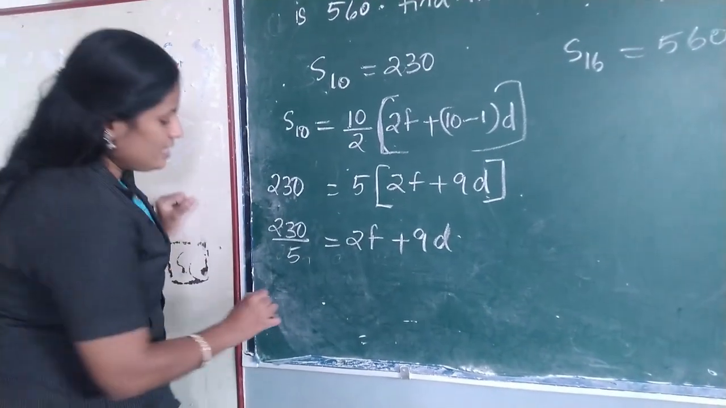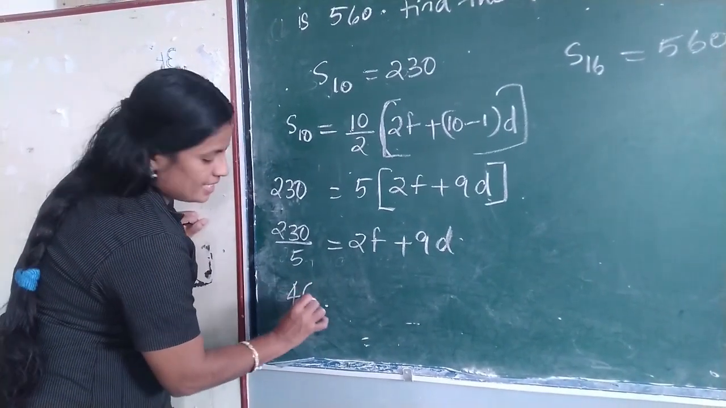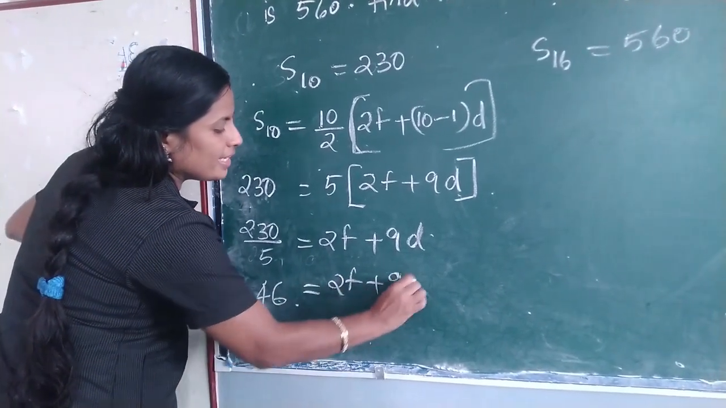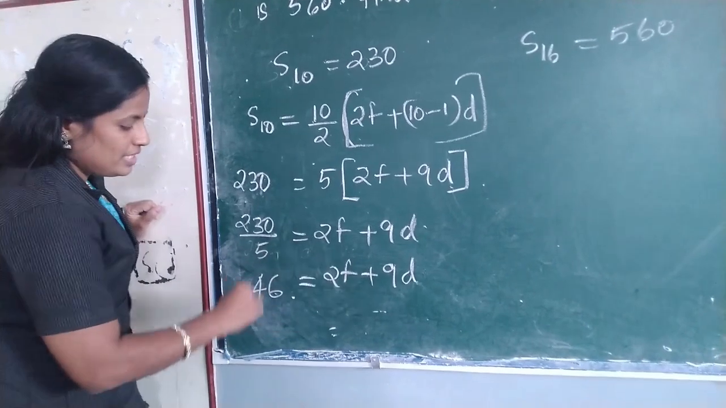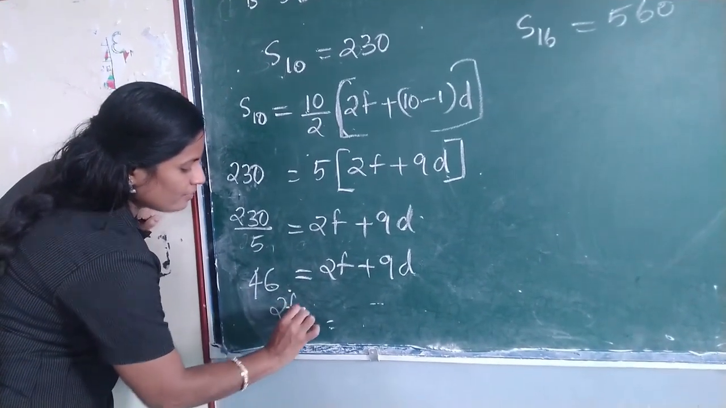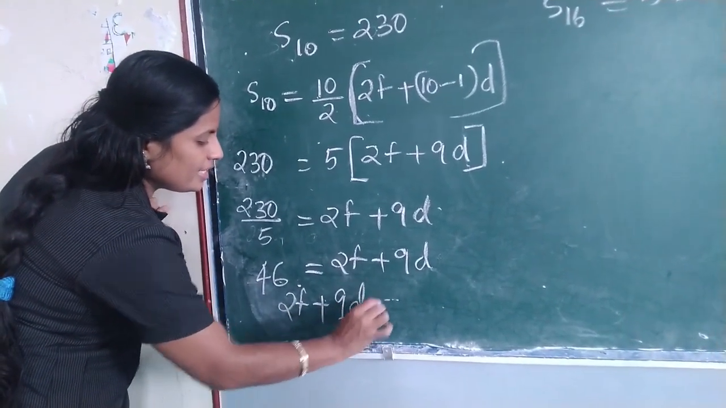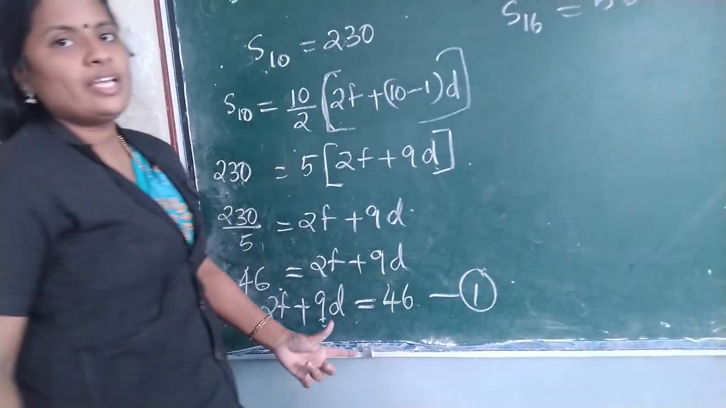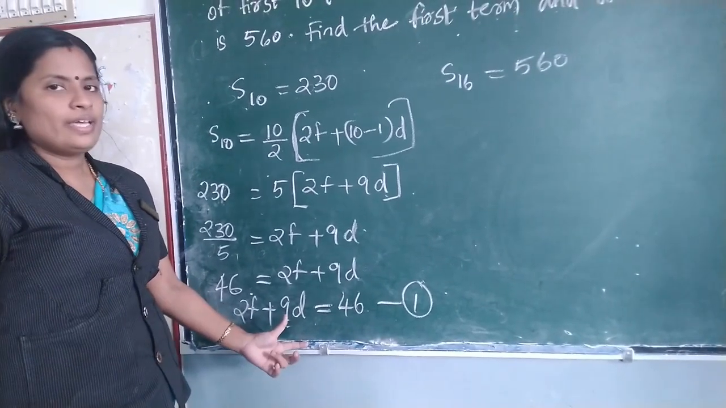230 by 5 is 46. 46 equal to 2f plus 9d. So this can be written as 2f plus 9d equal to 46. This is equation 1.